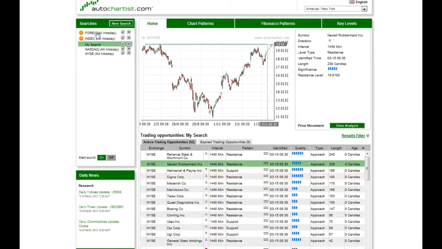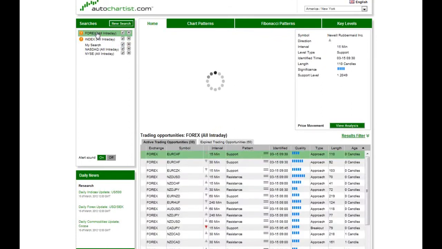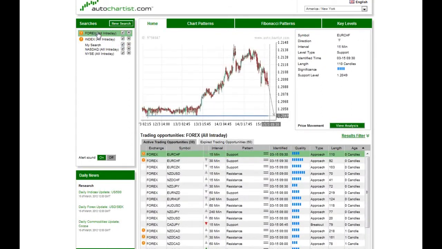Let's look at some Forex examples. Now, in terms of Forex, I think what we'll look at is more the intraday type environment, because Forex traders have the ability to really gear themselves up quite heavily, and so that lends itself to intraday trading.